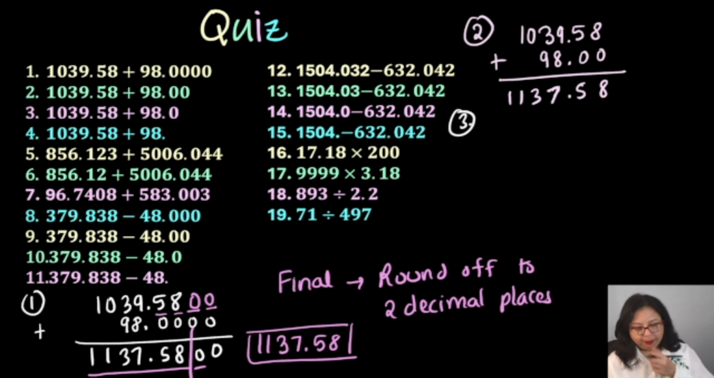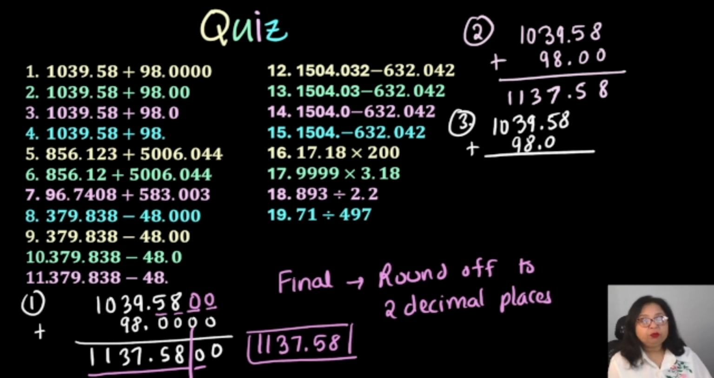Number 3. Again, we have the same numbers. 1039.58 plus 98.0. Now, in number 3, these 2 numbers are not to the same number of decimal places. The second number that is being added, which is 98.0, is up to 1 decimal place. That means the final answer must round to 1 decimal place. Let's go ahead and perform the addition.